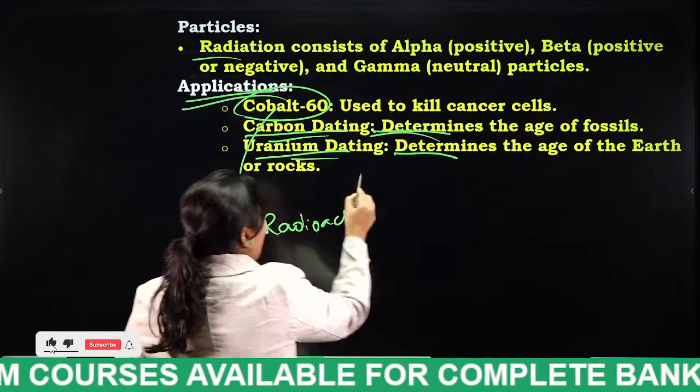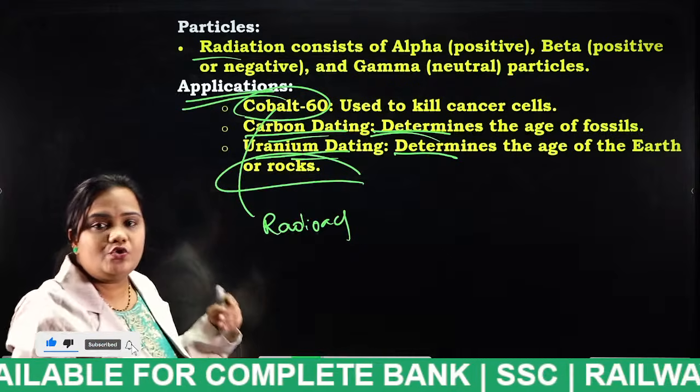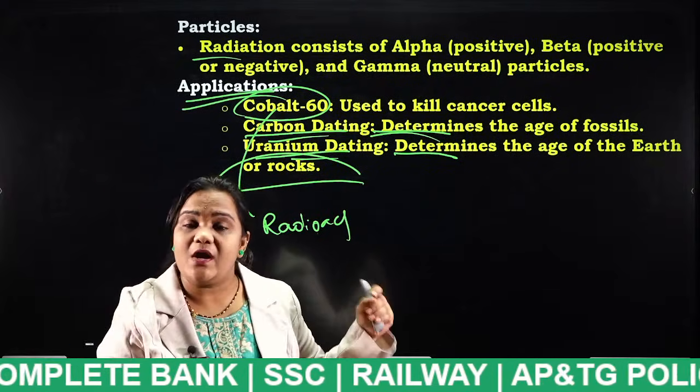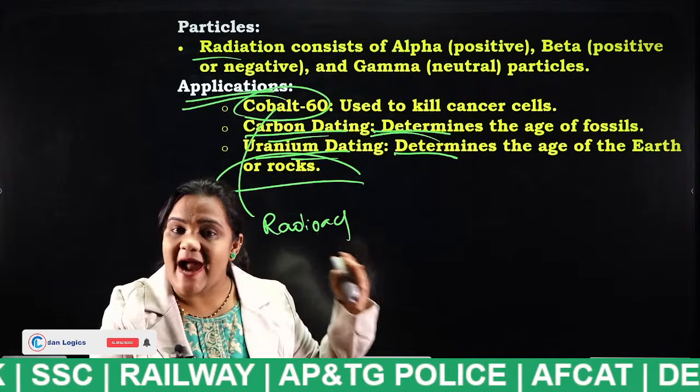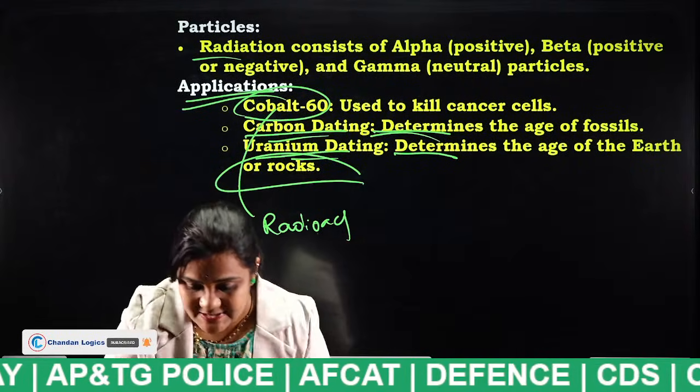Next, uranium dating. It determines the age of the earth or rocks. Uranium is also one of the radioactive materials. What is the atomic number of uranium? All of you mention your answer in the comment section.